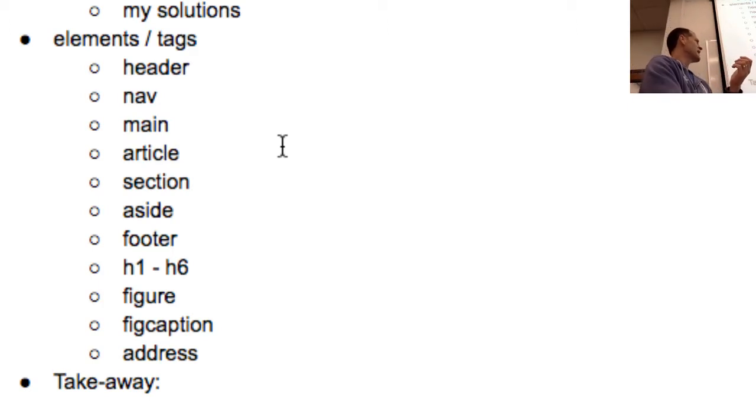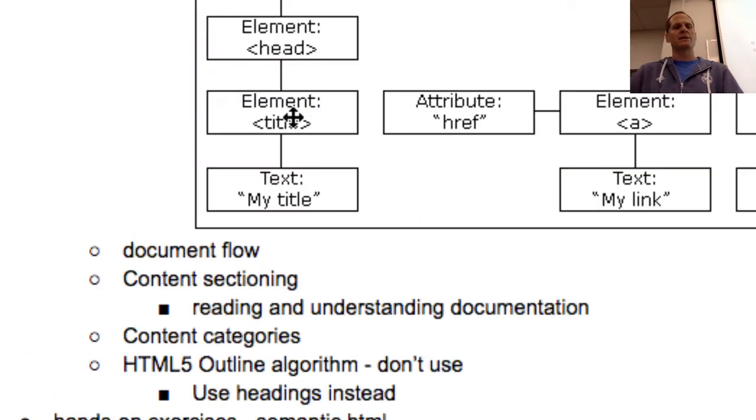A figure and a figcaption go together. They make sense, right? And then an address would be for an address. And so those are some of the semantic tags.